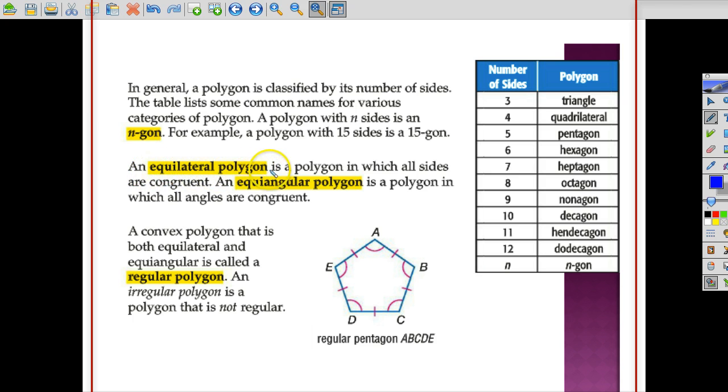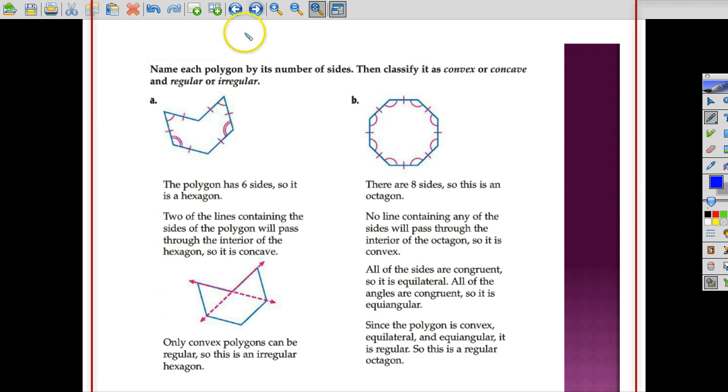An equilateral polygon is a polygon in which all sides are congruent. Equilateral sounds like equal, so it has congruent sides. An equiangular polygon is a polygon in which all angles are congruent. A convex polygon that is both equilateral and equiangular is called a regular polygon. So when all the sides are equal in length, and all the angles are equal as well, then it is called a regular polygon. An irregular polygon is a polygon that is not regular.